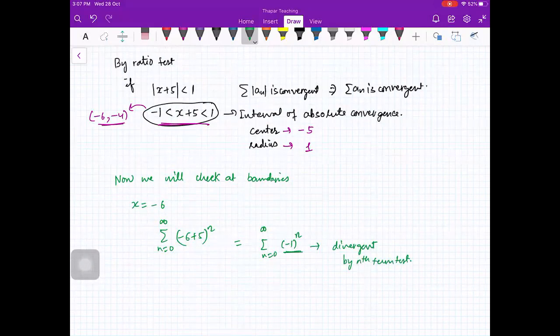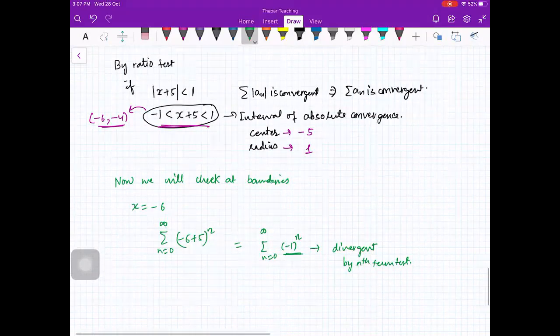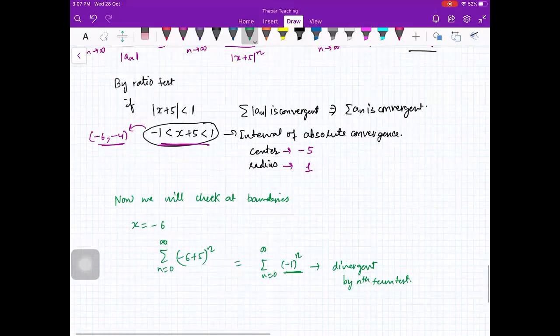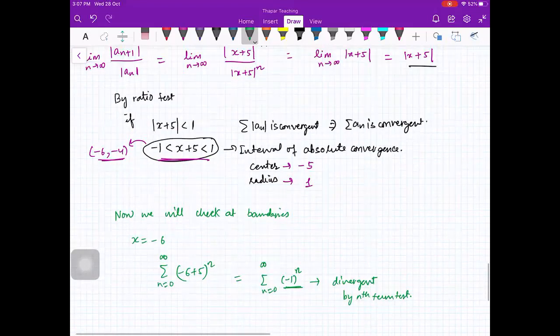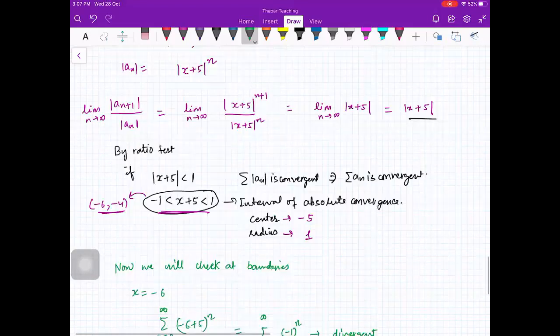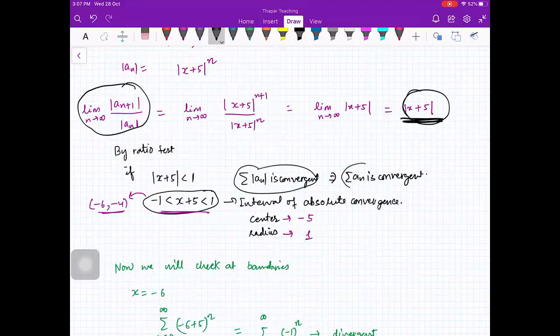Ma'am, here we assumed mod x plus 5 is less than 1, or do we have to remember this approach? No, we did not assume it. You see, do you know the ratio test? Yes. Here in the ratio test, whatever is this limit, what limit comes here? Mod of x plus 5. Whenever this is less than 1, convergent. If it is greater than 1, divergent of this series. That is useless for us because we are discussing this series, so divergence of this series will not tell you anything about the series sigma an. Got it?